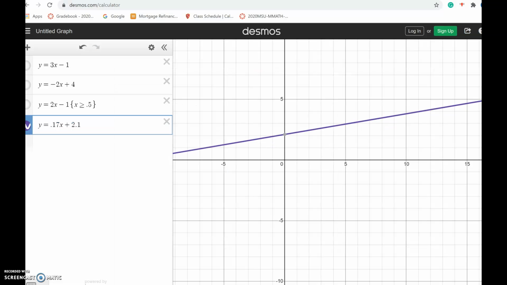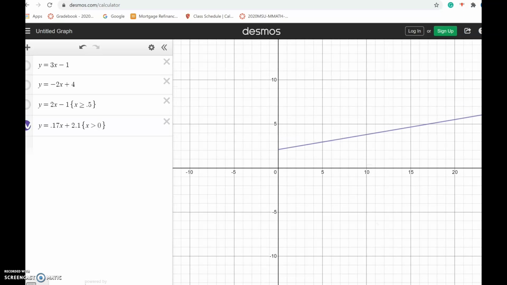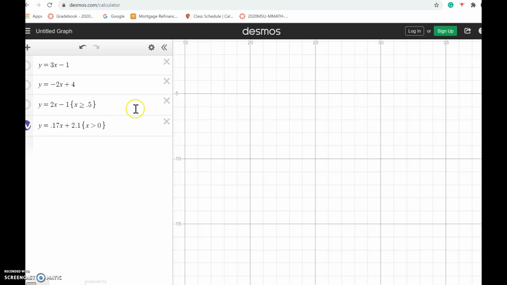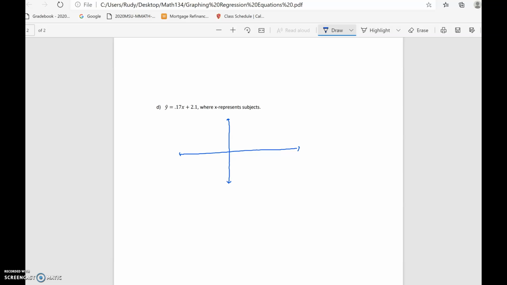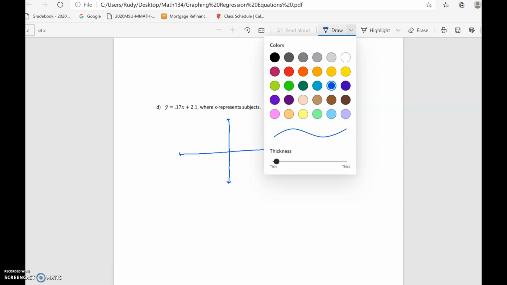And then we do have a restriction. X represents subjects. So technically here, since we're not told anything else, the minimum that you can have for a subject is 0. So this is going to be a regression equation on the first quadrant. At this point, any two coordinate points is going to be okay to plot. So we're looking at (0, 2.1) as one of them. So let me go to the actual drawing. So (0, 2.1), and we're just going to estimate it.